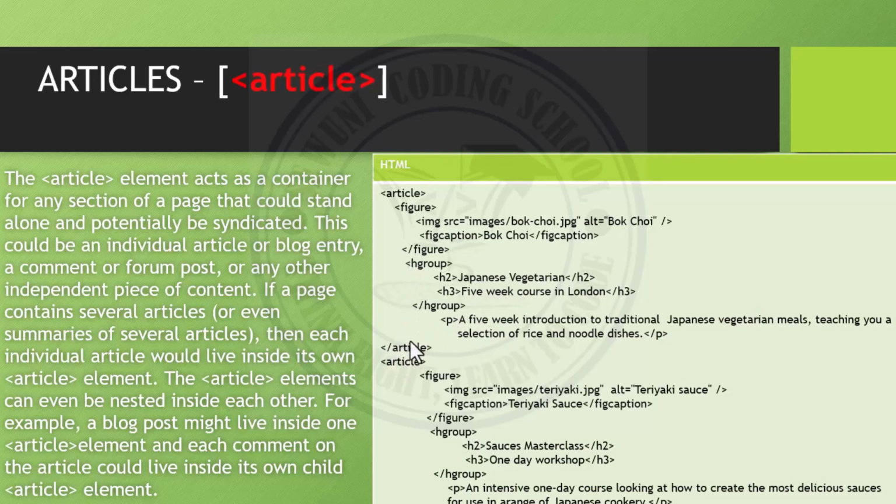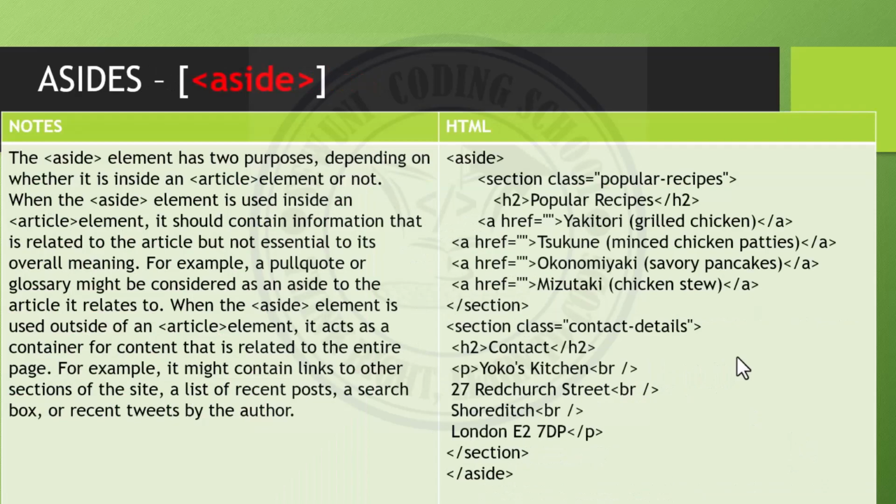From this point to that point becomes one article. And another article also starts with a different figure, a different image, and another header group. So that's how the article works. Each individual post may have its own article element, and some can even sit within themselves.